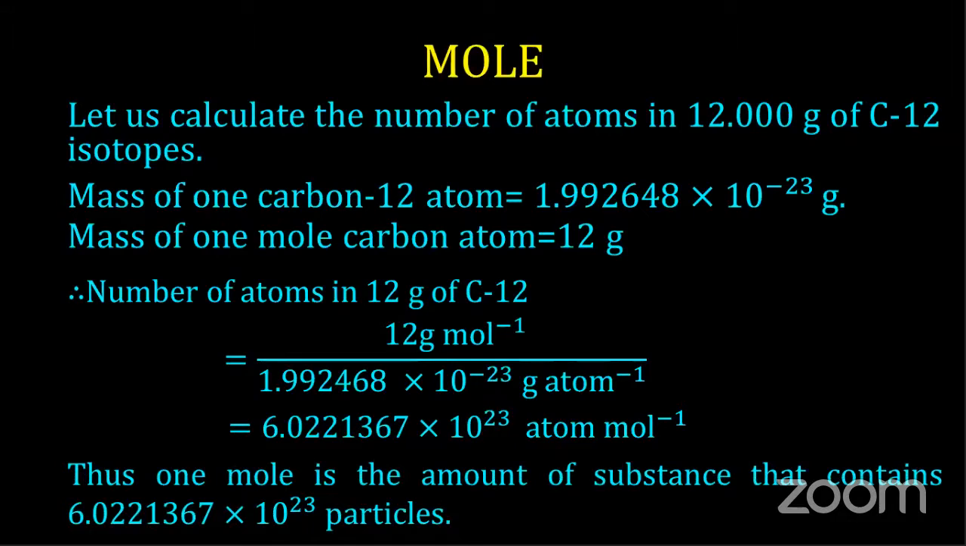Now, this is a very important statement here. Thus, 1 mole is the amount of substance that contains 6.0221367 into 10 raised to 23 particles. My dear student, if you want to quote the figure, you can write only up to 3 digits, that is 6.022. The fraction after that, you leave it. Don't bother about 1367, no need. Only write 6.022 into 10 raised to 23 particles. So that is about the number of particles present.